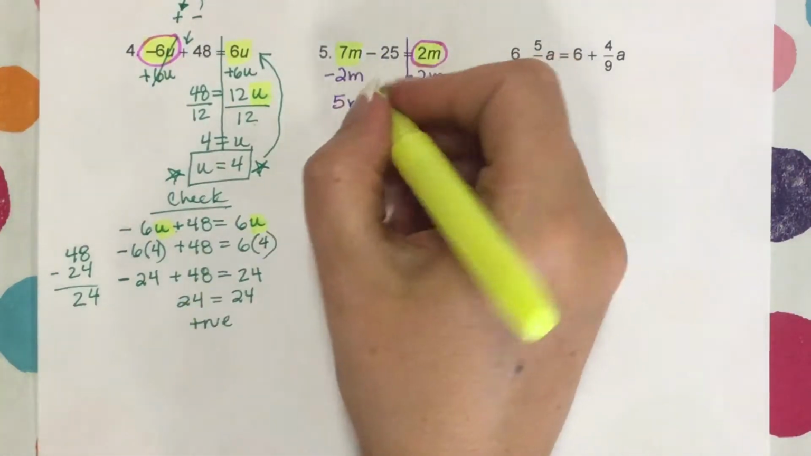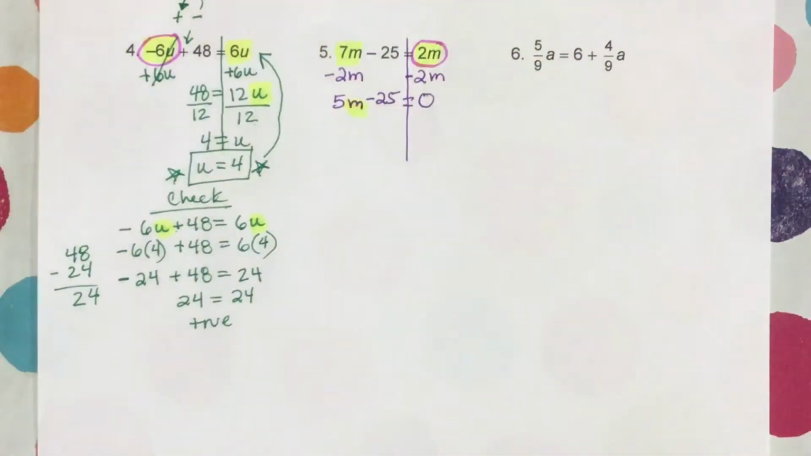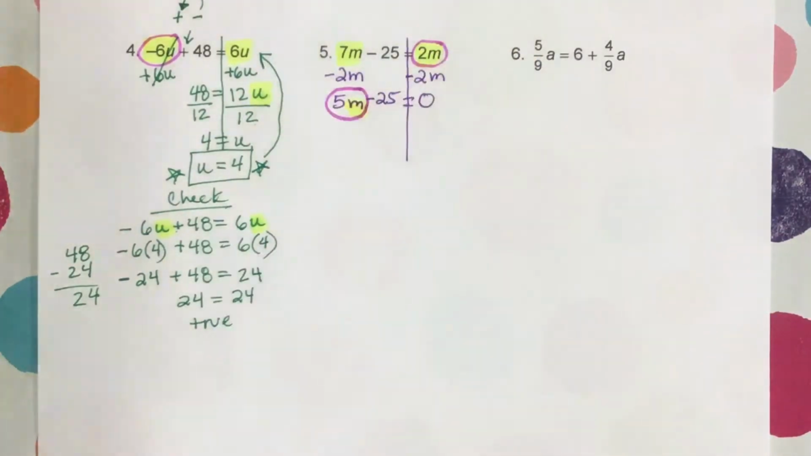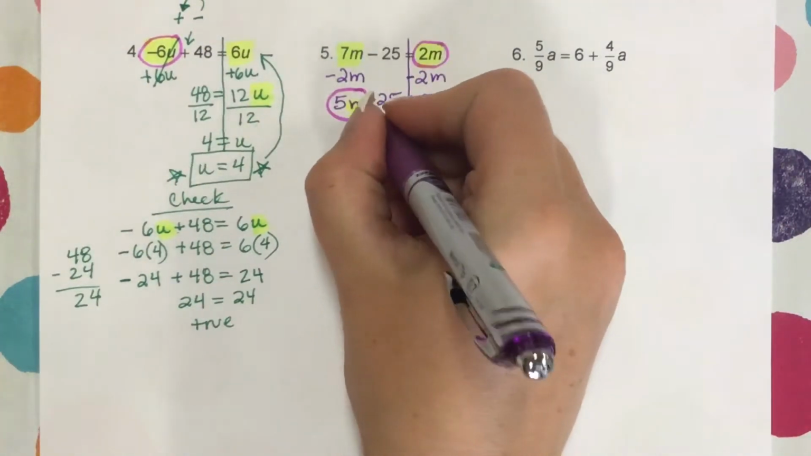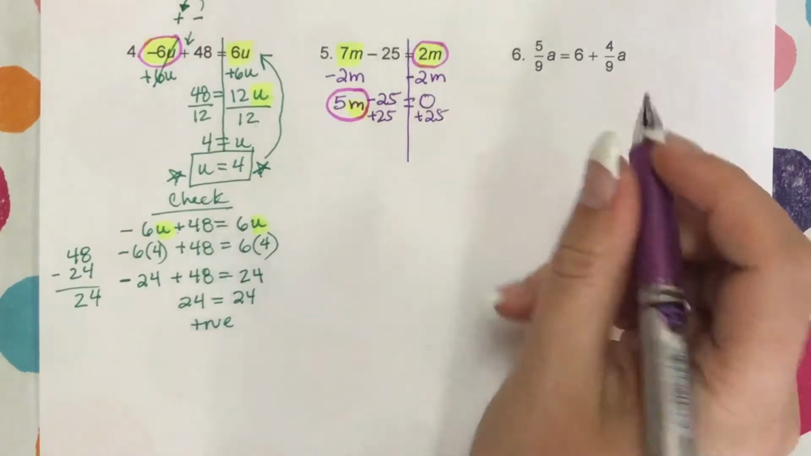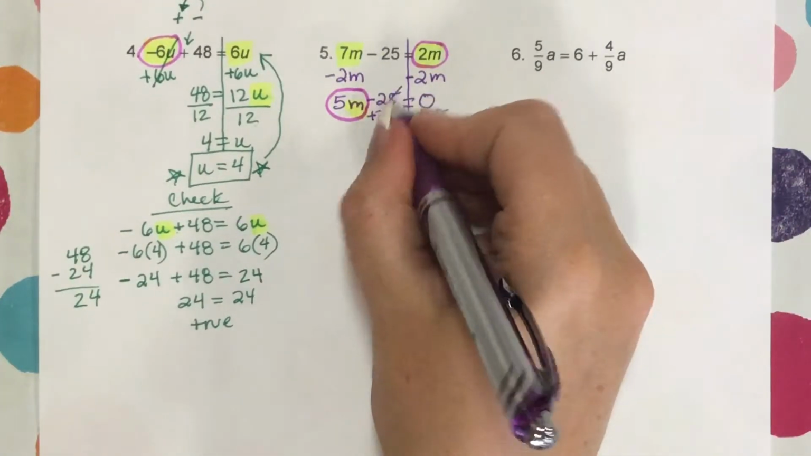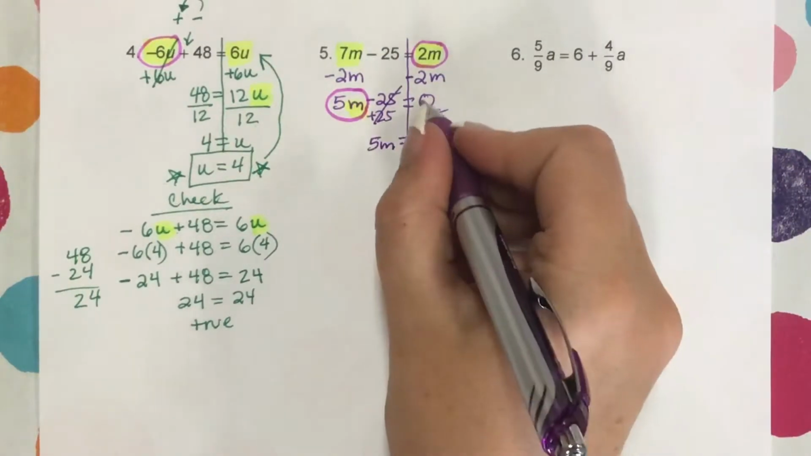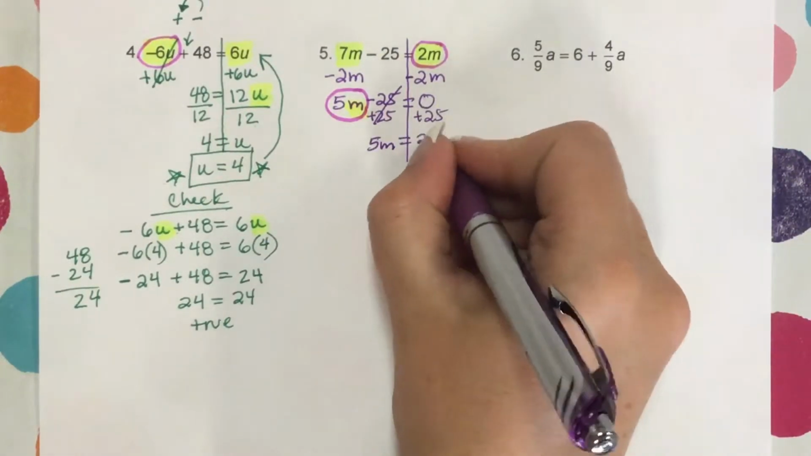Okay, now I'm trying to get m by itself, but it's a two-step, and so I know that I have to keep this 5m together. Okay, so I'm getting rid of this negative 25. So I'm going to add 25. The inverse of a negative is a positive, so I'm going to add 25 to both sides. Negative 25, positive 25 cancel each other out. I'm left with 5m equals 0 plus 25, which is just 25.